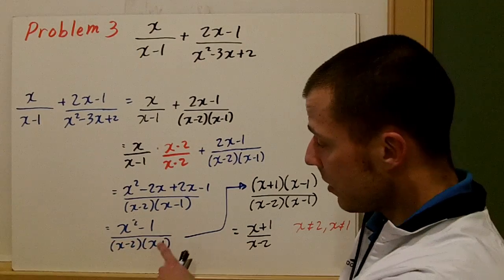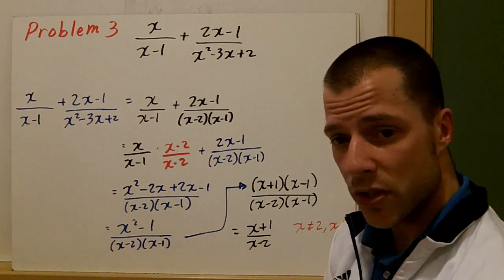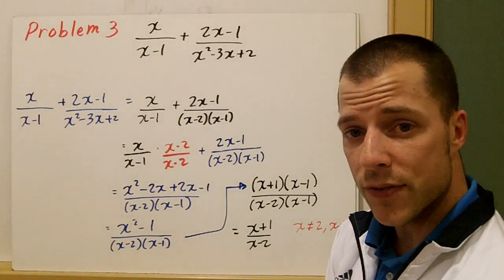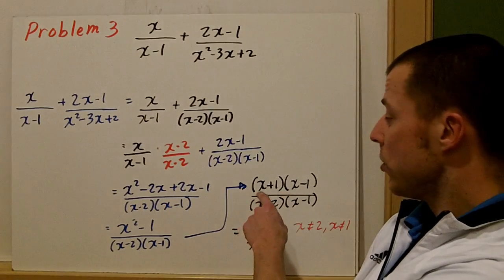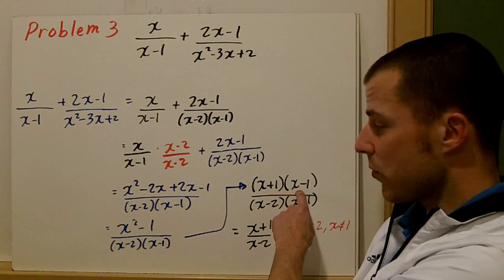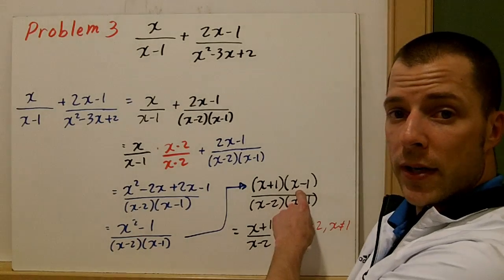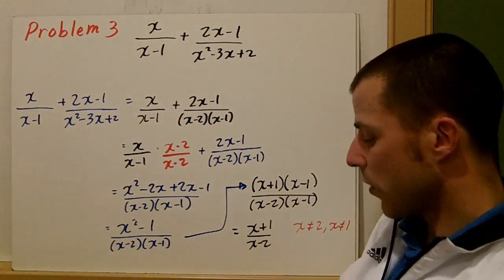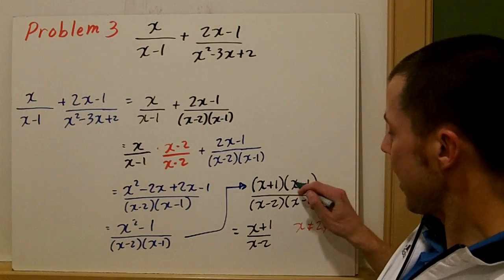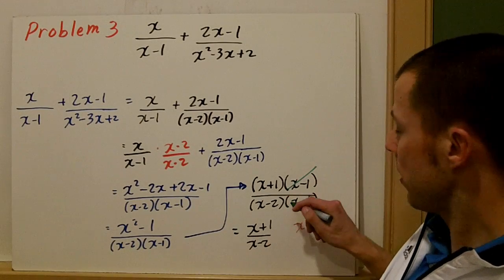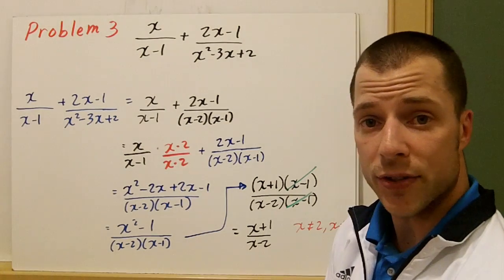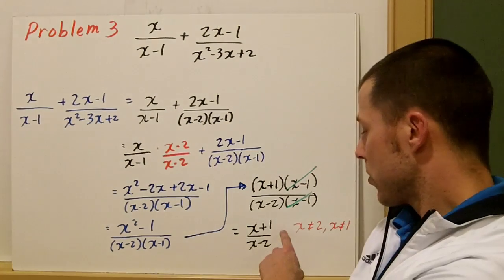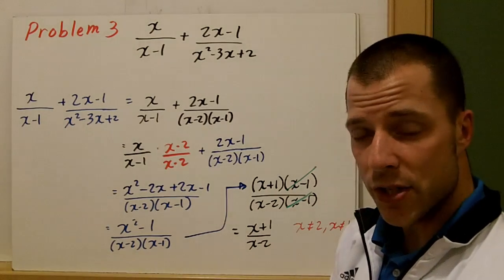We're not done. Right here, you should notice x squared minus 1 is the difference of two squares pattern. So what we're going to do is go ahead and factor the numerator. X plus 1 and x minus 1 is the pattern for x squared minus 1. And we notice here that x minus 1 over x minus 1 becomes 1. They cancel out. They're common factors. So we're left with x plus 1 over x minus 2.